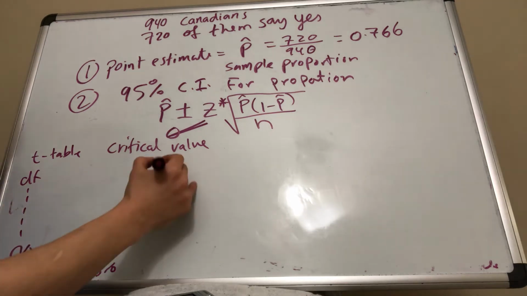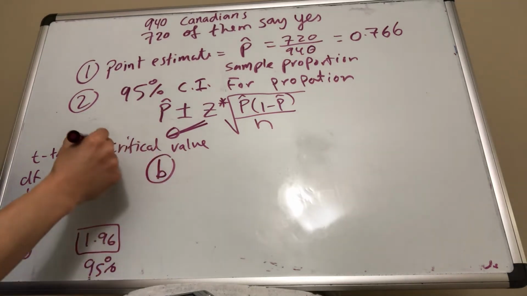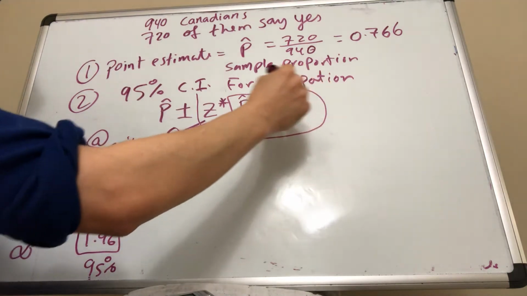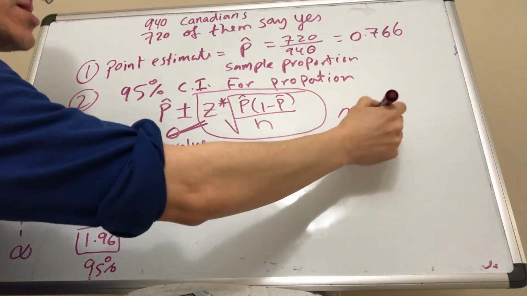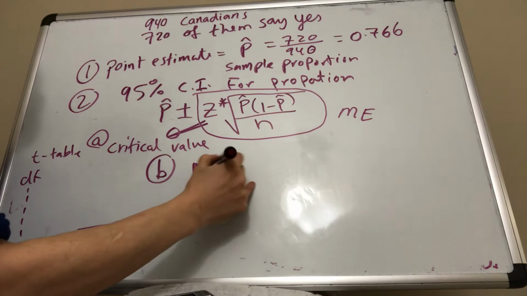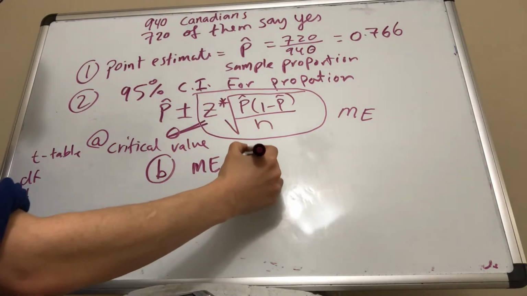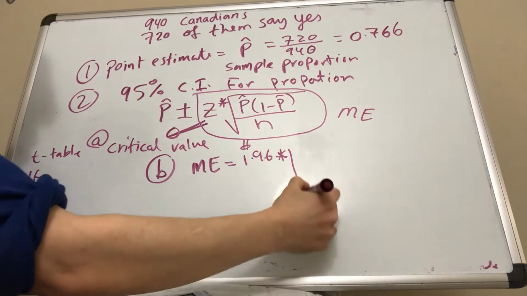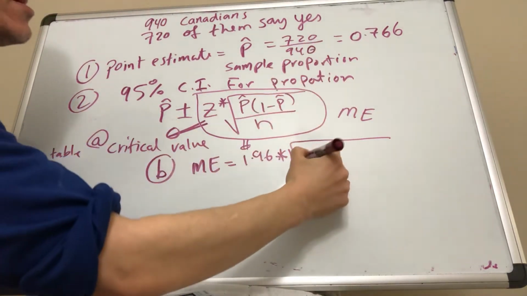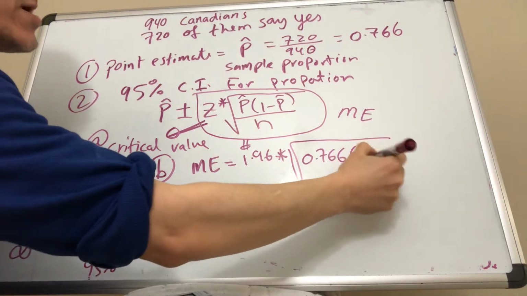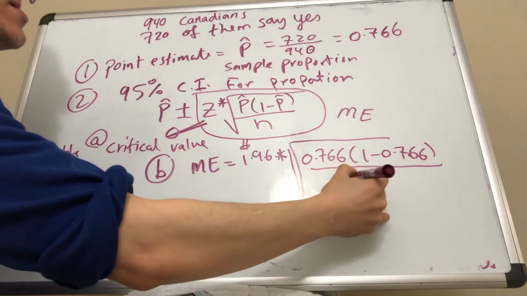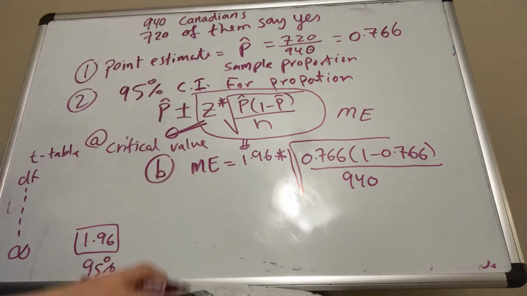In the B question, so A was only the critical value. B was, what's the margin of error? And I said this earlier. What comes after the plus minus? That's your margin of error. So your margin of error in this case would be Z star, and that's 1.96, times the square root of P hat times 1 minus P hat over N, and that's the entire group, 940.